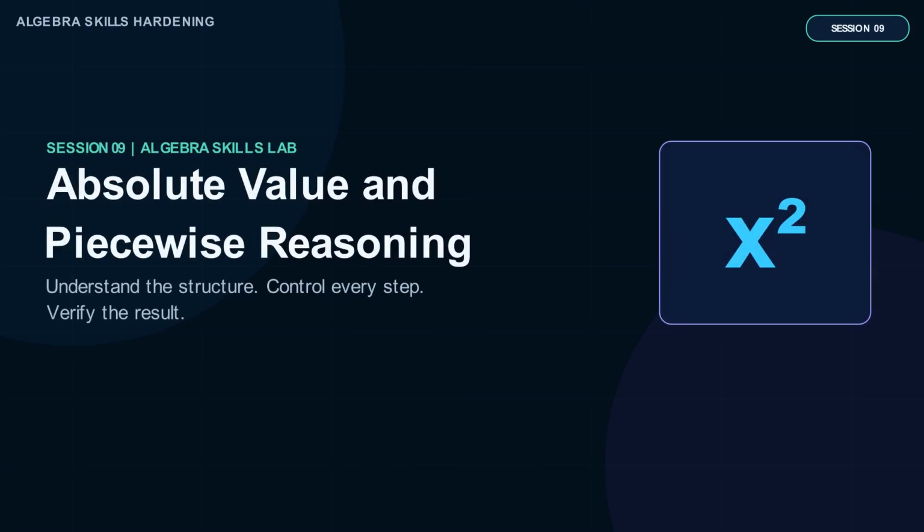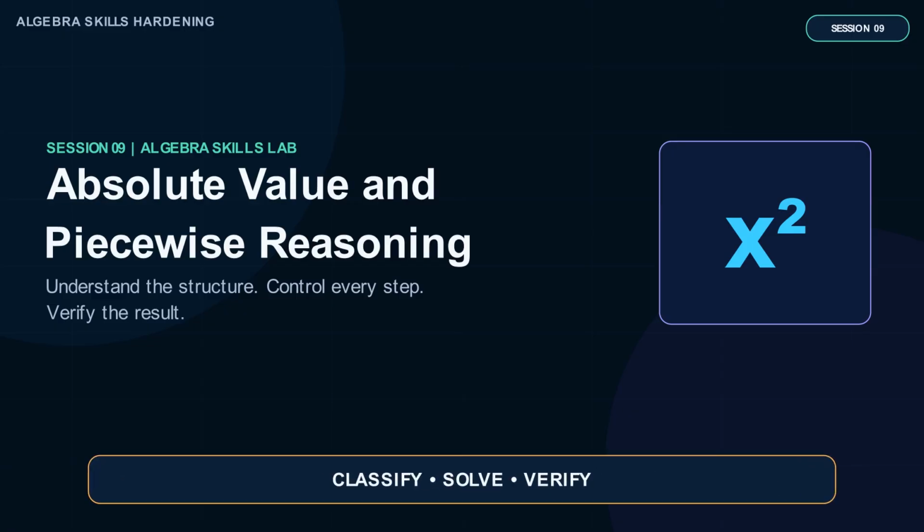Welcome to Session 9, Absolute Value and Piecewise Reasoning. This lesson strengthens algebra that remains reliable when the numbers or representations become unfamiliar. You will learn to isolate an absolute value expression before creating cases, to translate inside and outside distance conditions correctly, and to select the correct piecewise branch at a boundary. Treat these as connected habits.